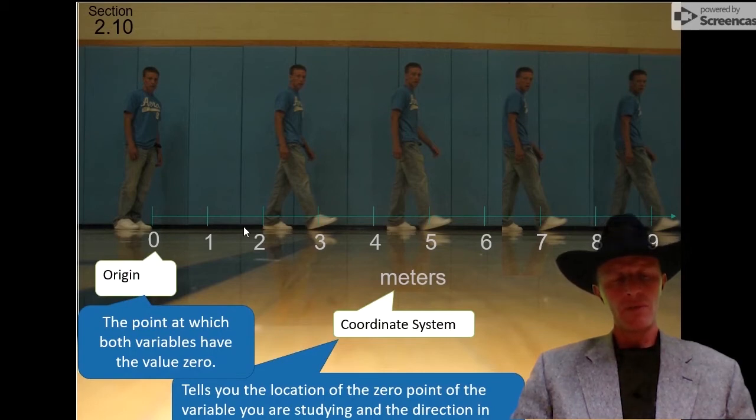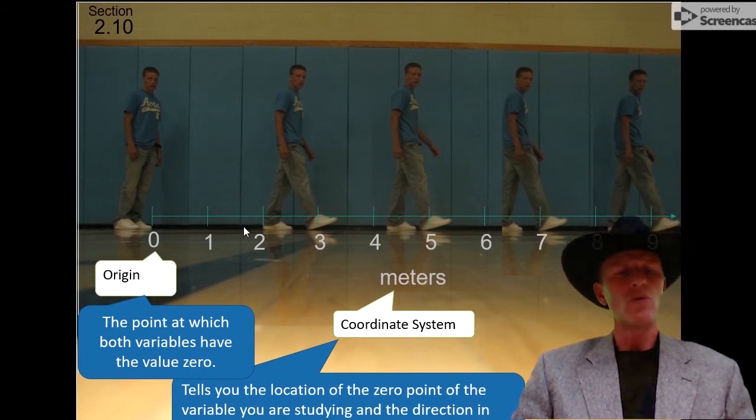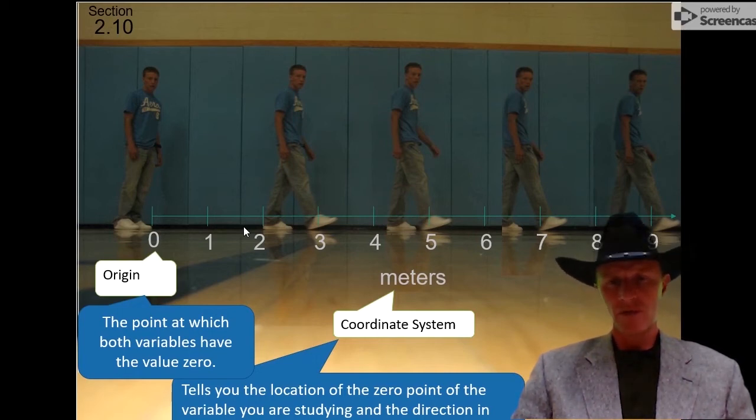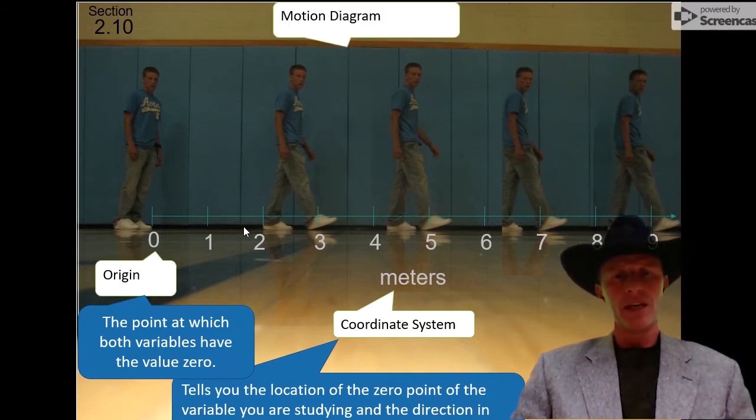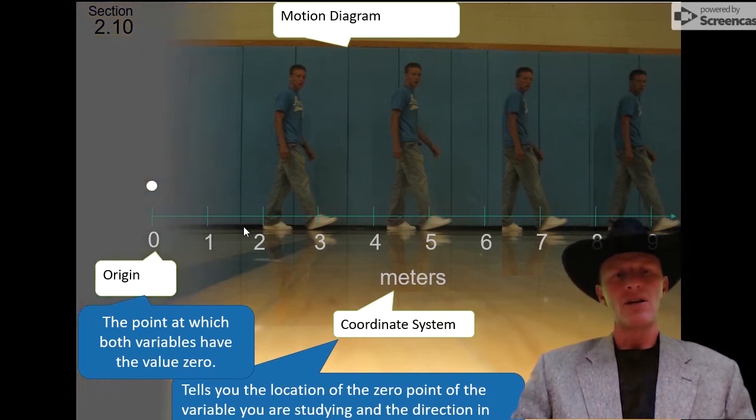So the point at which both variables, the distance and time, are zero is what we call the origin. But this location of the 0 point and the direction in which the values of the distance variable increase is what we call a coordinate system. And this is a motion diagram. A motion diagram includes the coordinate system, the origin, and an image of what's moving. So only one thing needs to be moving in these motion diagrams, and the background stays constant.